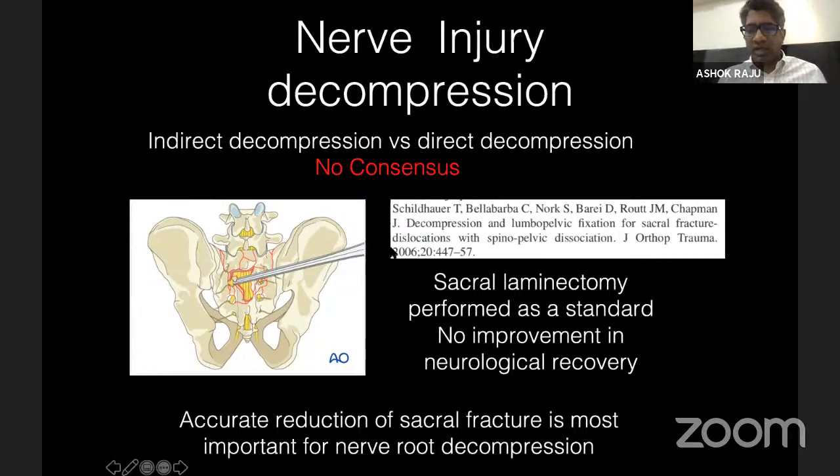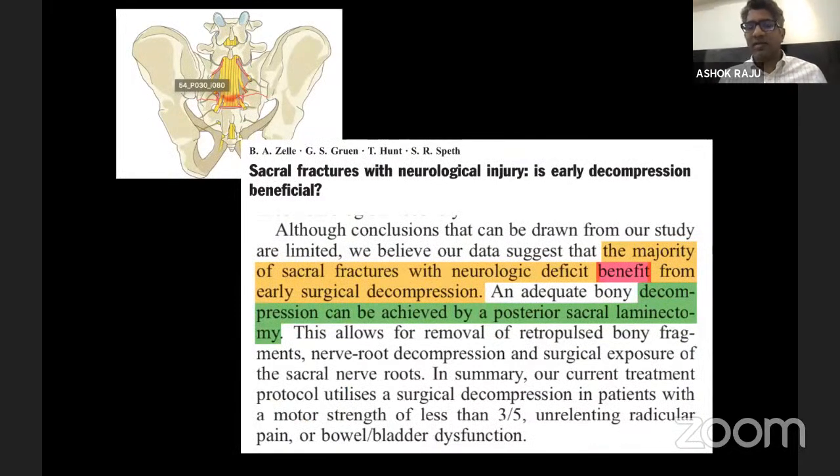Which is better? Even now, in the literature, there is no clear-cut consensus on which gives a better result. Schuldier has shown that when they did a sacral laminectomy, in almost all the cases of the sacrum where they had neural injury, there was no improvement in the neurological recovery. So they have recommended that accurate reduction of the sacral fracture is the most important for nerve decompression. Whereas Zele has done a comparative study of the recovery of nerve injury where they did an indirect reduction as well as direct decompression. And they found that when they do a sacral laminectomy, they found better functional outcomes than when they don't do it. So the controversy exists.